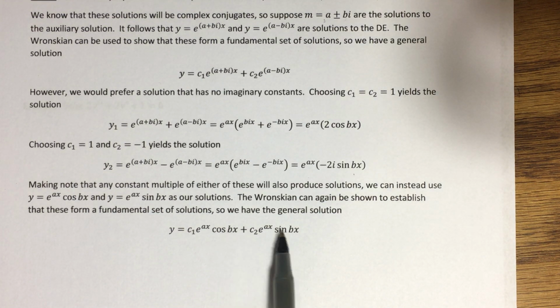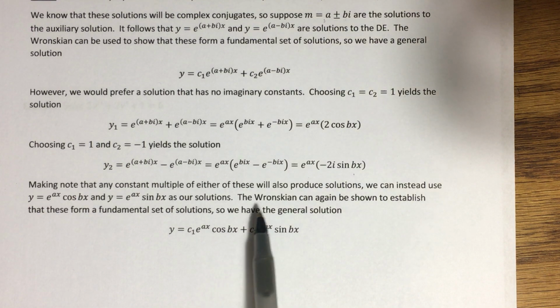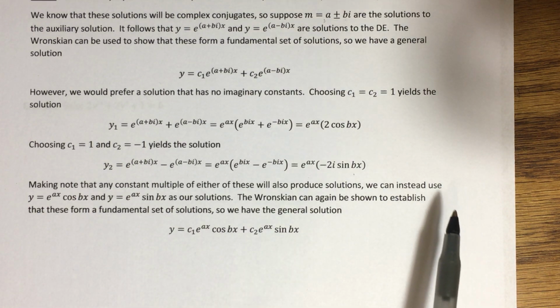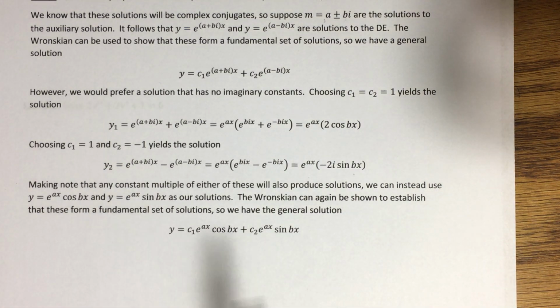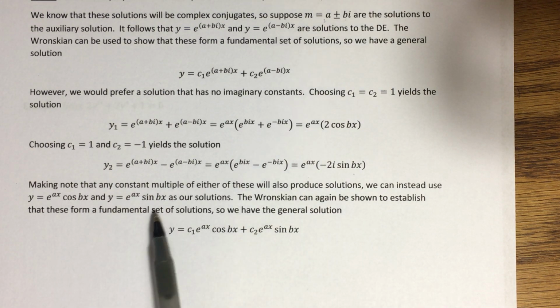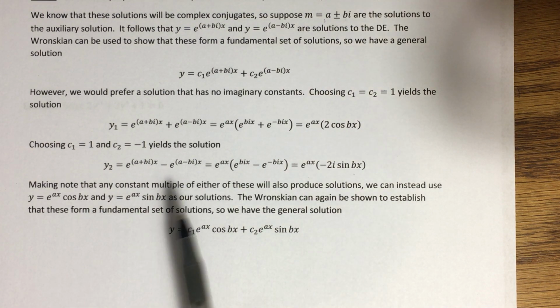Notice no more complex numbers are making an appearance here. Now, I didn't show that those two solutions are linearly independent, and it's actually not difficult to do with the Wronskian. It's just a little bit messy, and for the sake of time, I'm not going to go through that, but I encourage you to check that on your own if you want the practice.